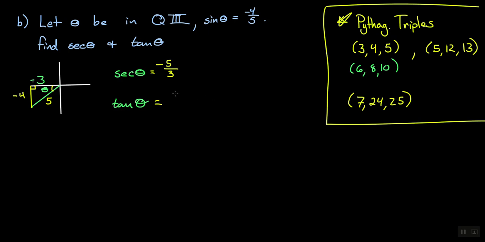-4 over -3, but what happens with the negatives? Perfect. Cool. We can see that with the triangle, if it's drawn in the right place, it will help. It's up to you if you're going to commit to that or not. Sweet. All right. I want you guys to try one more for me.